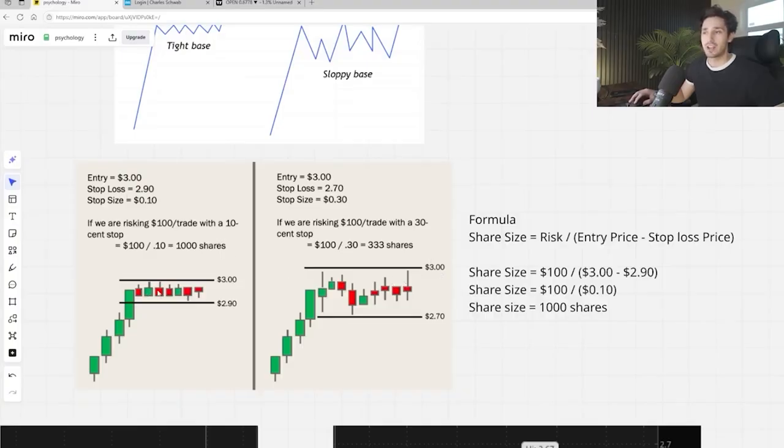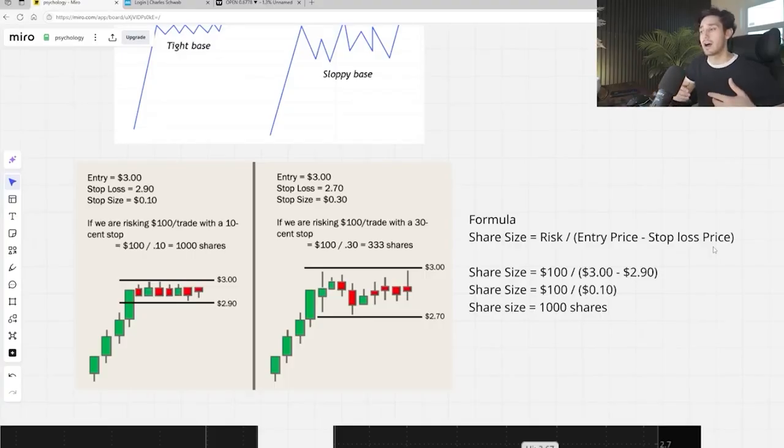However, let's say our stop loss for this tightly ranged setup is 290. However, our stop loss for this sloppy consolidation is 270, because it's a wider base. You're going to have a wider difference between the entry and your stop. If we're risking $100 on both of these trades, what would be our sizing? We're going to use this formula, which I talk about in other videos. It's essentially your risk divided by your entry price minus your stop loss price. This is how you size your positions.